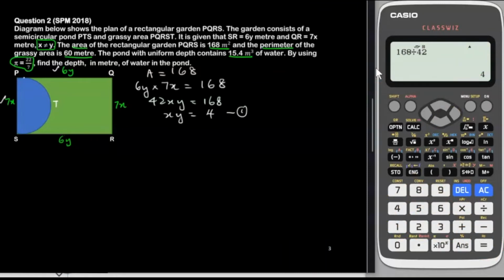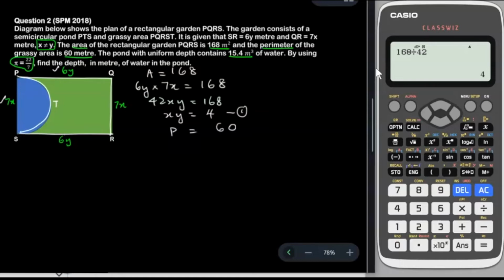And then next, the perimeter is 60 meters. So the perimeter is equal to 60. So what is the perimeter? Perimeter is this grassy area. So PQ plus QR, then plus this line SR, and plus this semicircle. So it is going to be 6y plus 7x plus 6y plus, so that will be a semicircle. Half of a circumference is half times 2 pi r, right? So half times 2 times 22 over 7. The r is, this 7x is the diameter, so it will be 7x over 2. So this one is equal to 60.